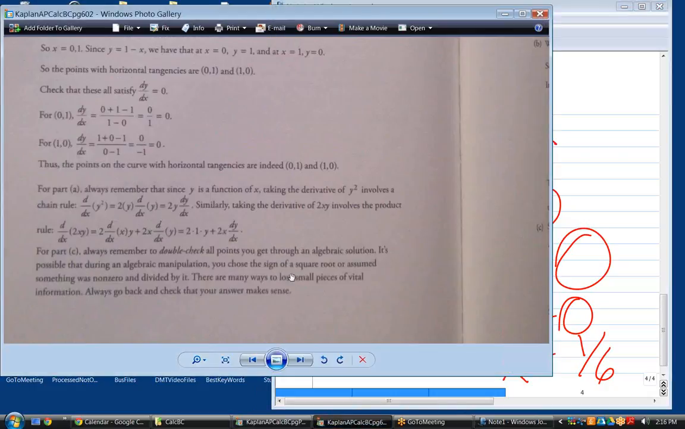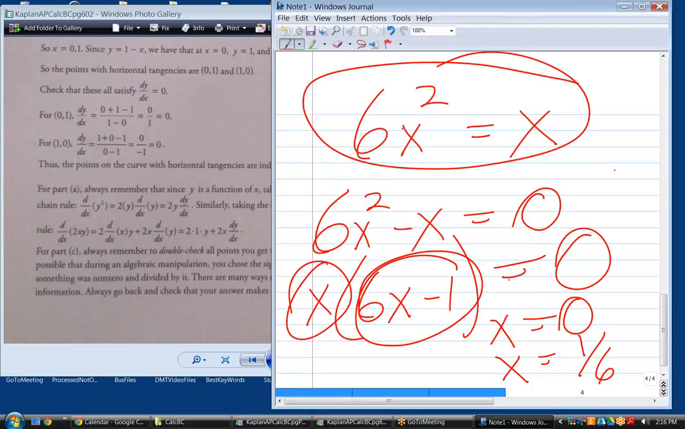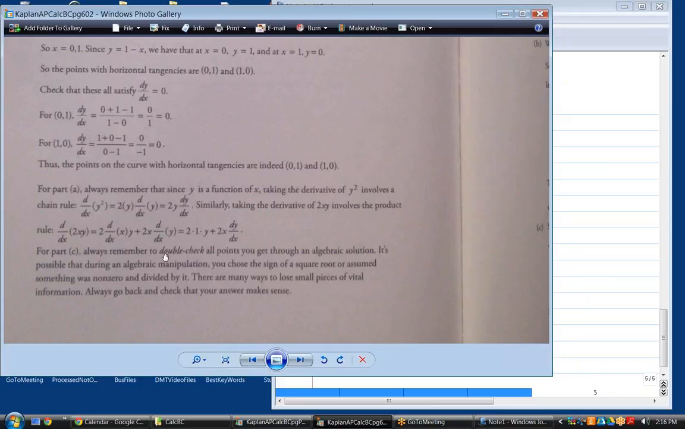There's always a way to lose small pieces. Or assumed something was non-zero and divided by it. That's what I did the first time. I assumed x was non-zero and I divided by it and I solved the problem, but I lost the 0 solution. It disappears if you divide by it because you can't divide by 0. Okay? All right.